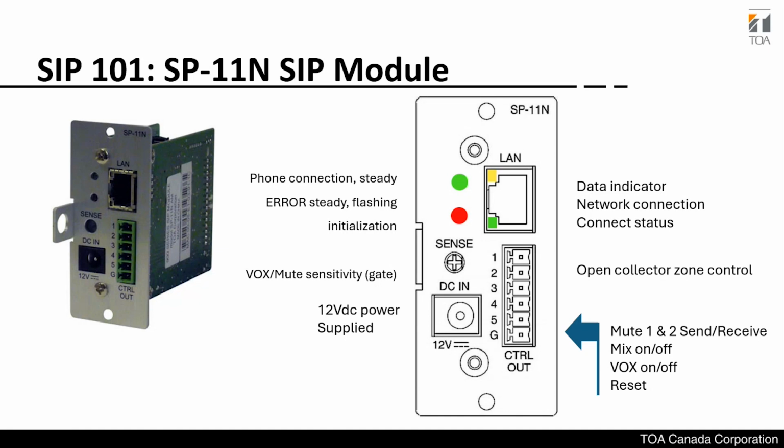The mute sensitivity gate is adjusted by this sense control, so you use the screw for adjusting the level. It's powered by a 12-volt DC power supply, and has 5 contact outputs using open collector that connect to, for example, 5 amplifiers with a control input to make a page. So up to 5 zones can be configured. And we discussed the mute 1 and 2 send and receive functions on the circuit board.